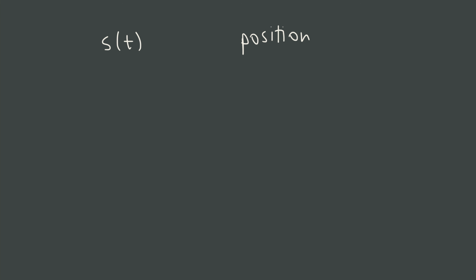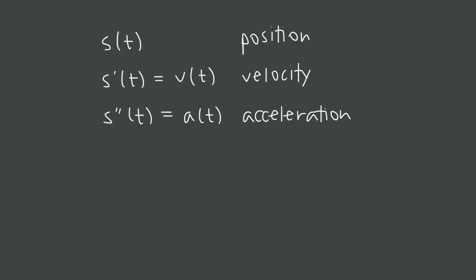Last one here, particle motion. Just like that list we've been looking at this whole time, f, f prime, f double prime, s of t is going to give you position, v of t, which is the derivative, is going to give you velocity, and a of t, which is the second derivative, is going to give you acceleration. It's really just that same list again, but with different names.